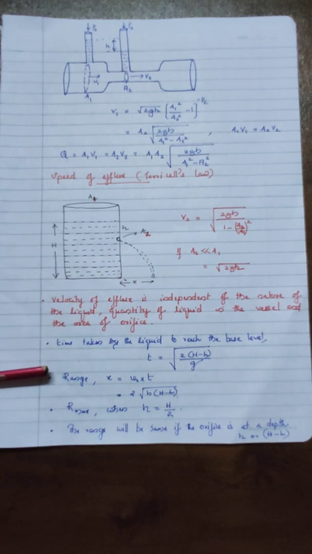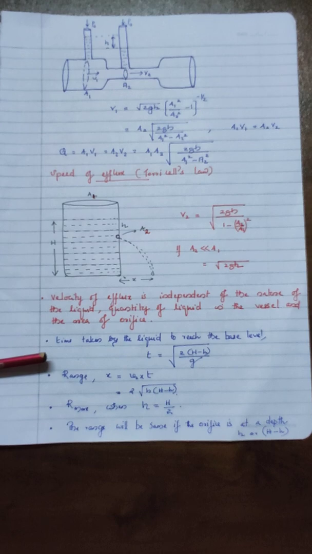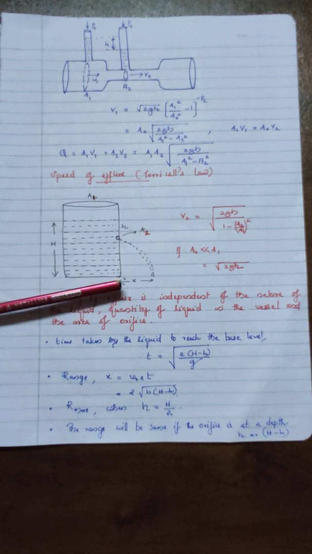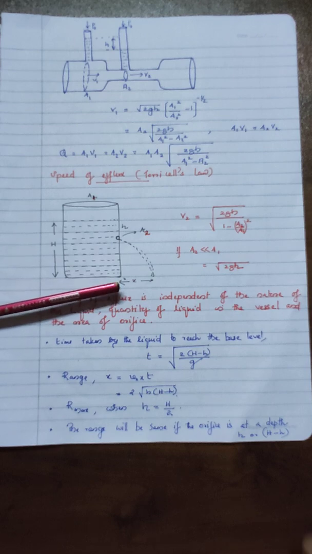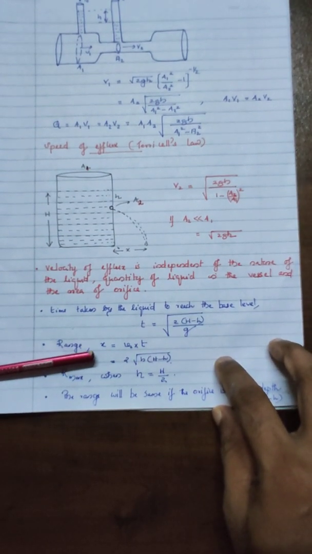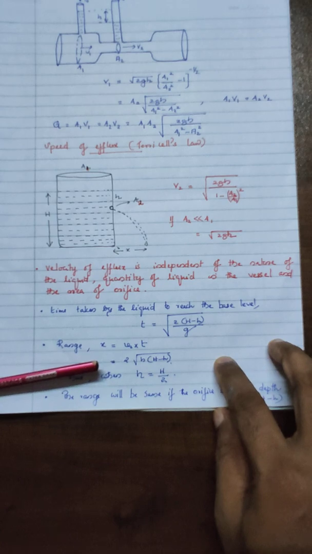Look at the concept, the time taken by the liquid to reach the base level. It's a good formula: t is equal to root of 2(H minus h) by g. And keep in mind the range, considering it as a horizontal projection, we get the formula x is equal to v2 into t, and hence we can find it to be equal to 2 into root of small h into (capital H minus h).